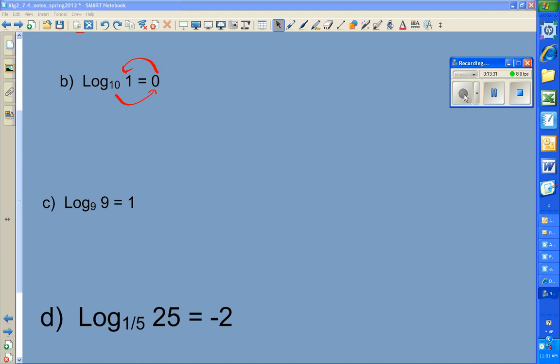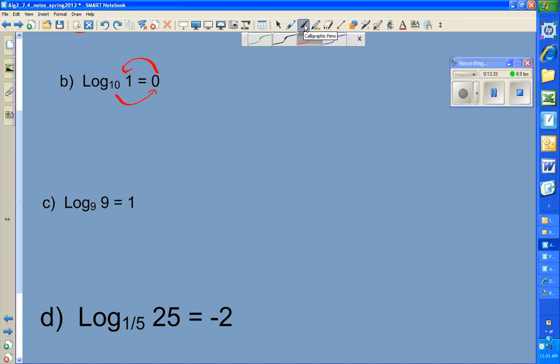Spence, what's this one going to look like? 10 to the 0? 1, perfect. Christo, how about the next one? Give it to me exponentially. Is equal to 9. So again, we're making this loop right here.